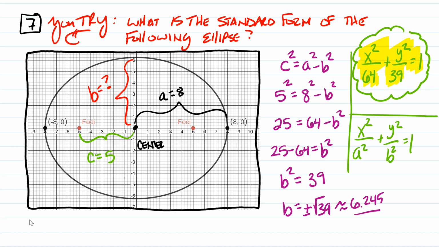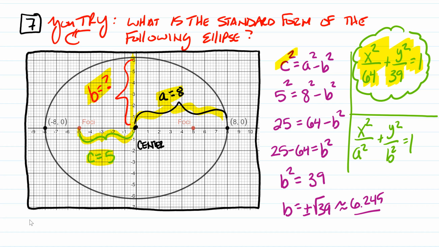So right now, if I go from center all the way to a vertex, I get a value of 8. So the a value is going to be 8. If I go from center to the top of the co-vertex, I can't really tell what the b is. It's a little bit more than 6. But I can clearly see that the center to a focal point is worth 5.